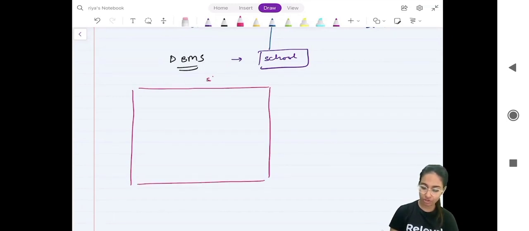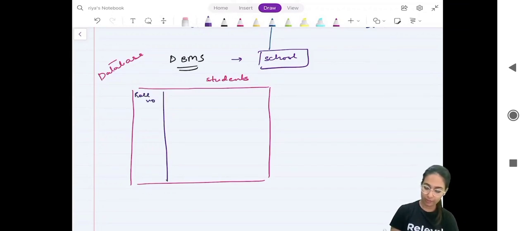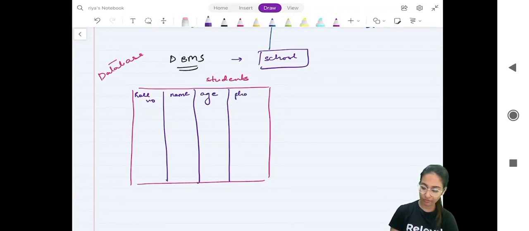let's say one for students inside the database, right? And here you will store the roll number of the student, here you will store the name of the student, here you will store, let's say, the age of the student, right? Here you will store the phone number of the student, and so on, and all the students' data will come over here. Okay, similarly, let's say I am storing all the information of the teachers.